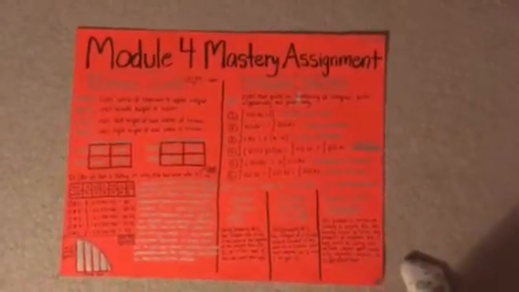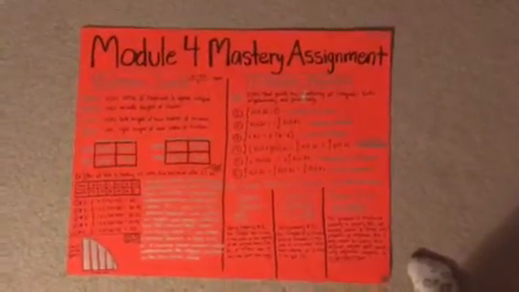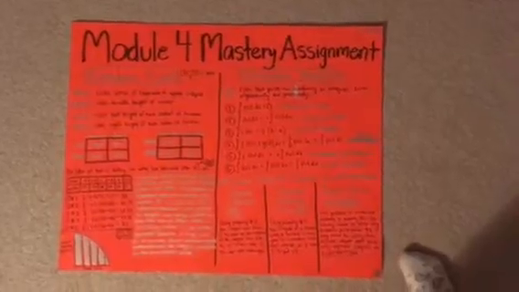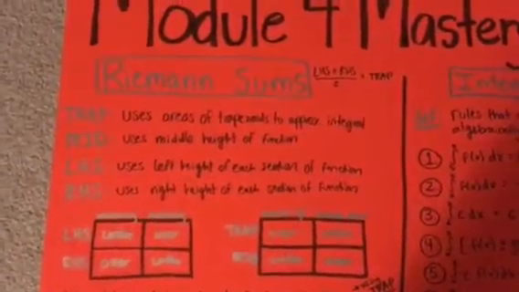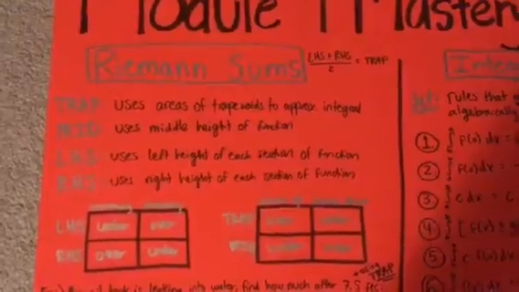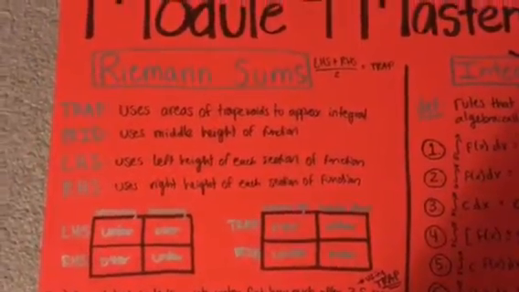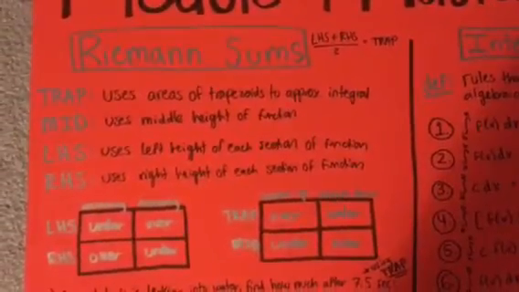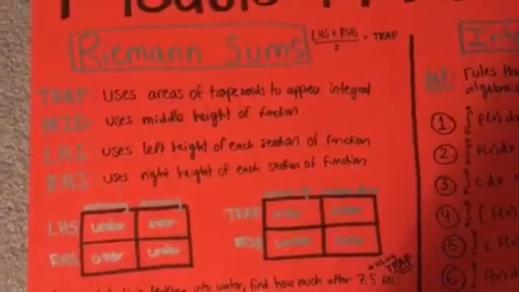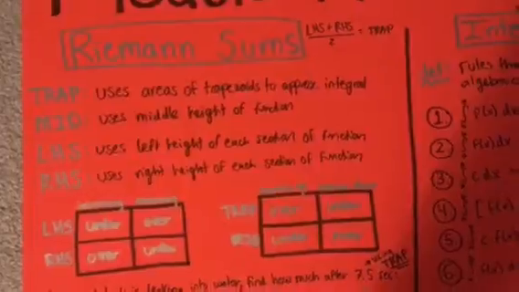Okay, so for my Module 4 mastery assignment, I focused on Riemann sums and integration properties. So first is Riemann sums, which can come in either trapezoids, midpoint, left-handed sum, or right-handed sum. So here are just definitions, but the trapezoid uses the area of trapezoids of each section to approximate the integral.